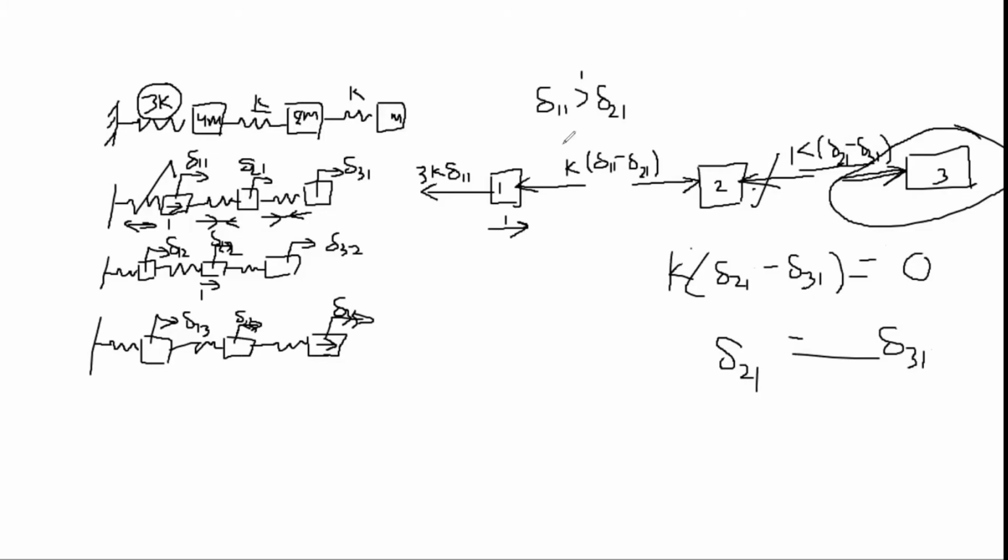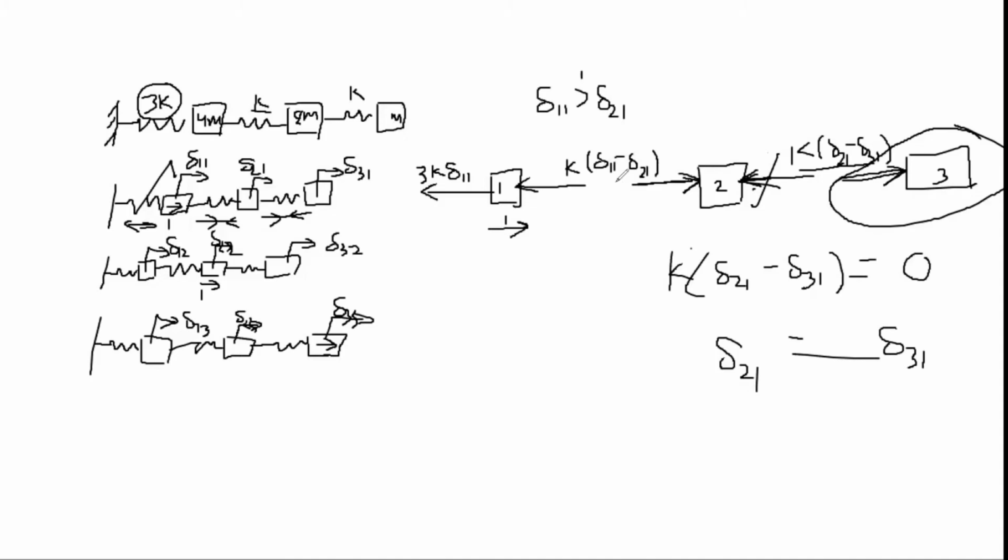Similarly, I would apply the equilibrium equation for mass 2. There are only two forces acting. So the positive x direction of the force is taken as positive, and the negative x direction of the force is taken as negative. So this force minus this force is equal to 0.